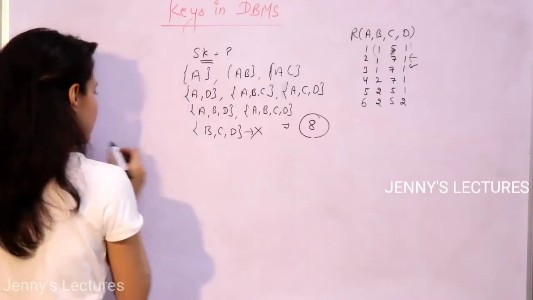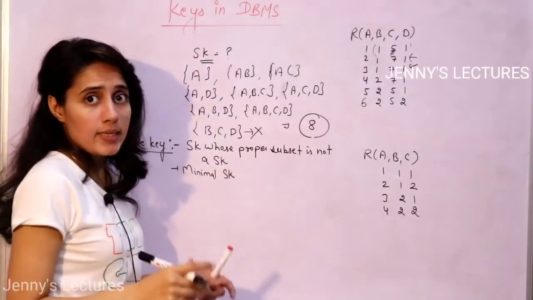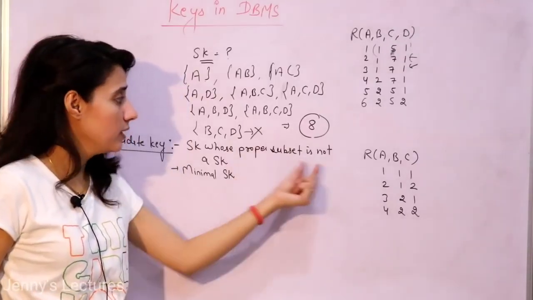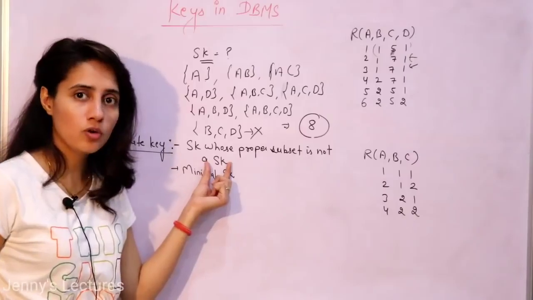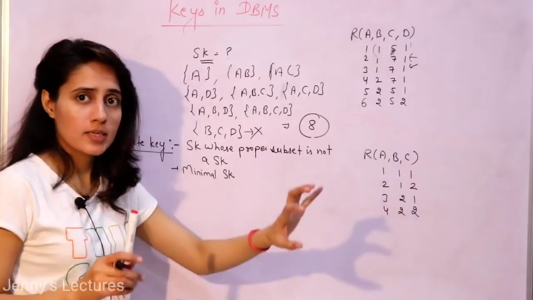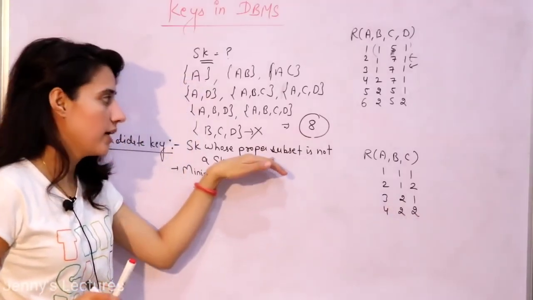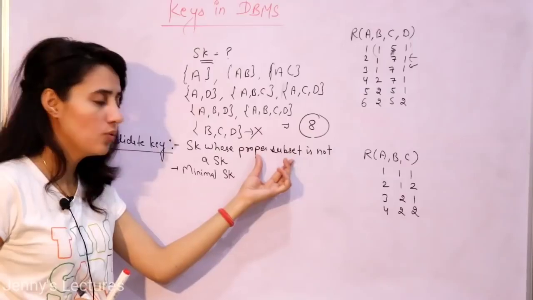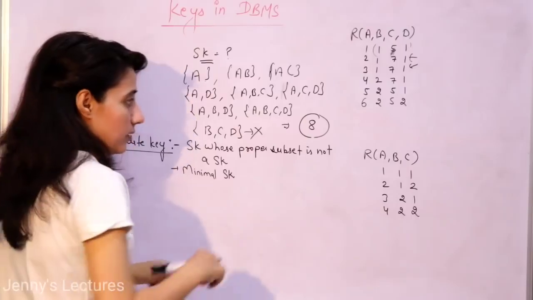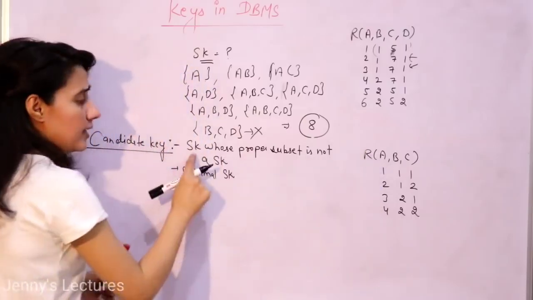Now next is candidate key. So candidate key is a super key whose proper subset is not a super key, or you can call it a minimal super key. Now with the help of this example, I will discuss what is the meaning of this line, that whose proper subset, what is the meaning of proper set, what is the meaning of minimal super key. See, here in this case, obviously candidate key is a super key.